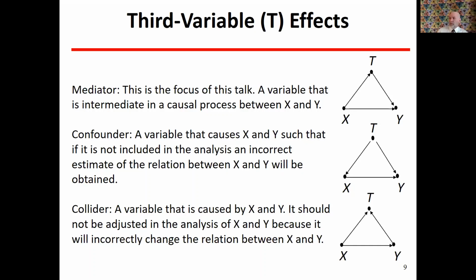It's a variable that's intermediate in a causal process between X and Y. A confounder is a variable that causes X and Y, and if you fail to include it in the analysis, you'll get an incorrect estimate of the relation between X and Y. And then finally, a collider is a variable that's caused by X and Y. And in an opposite way to a confounder, we should not adjust for a collider, because if we adjust for a collider, we'll get the incorrect relationship between X and Y.